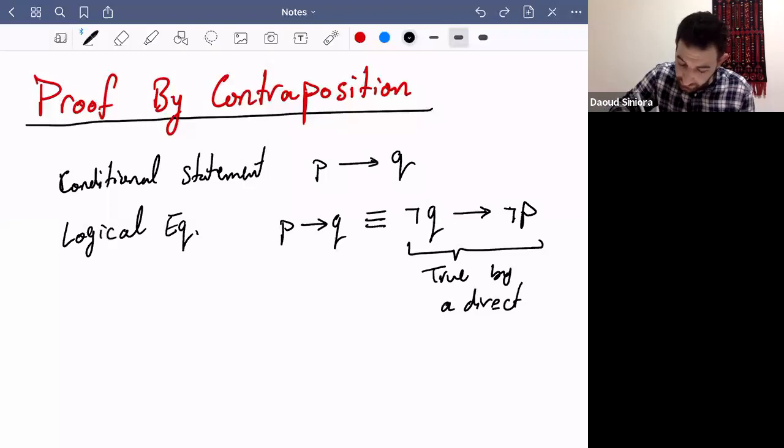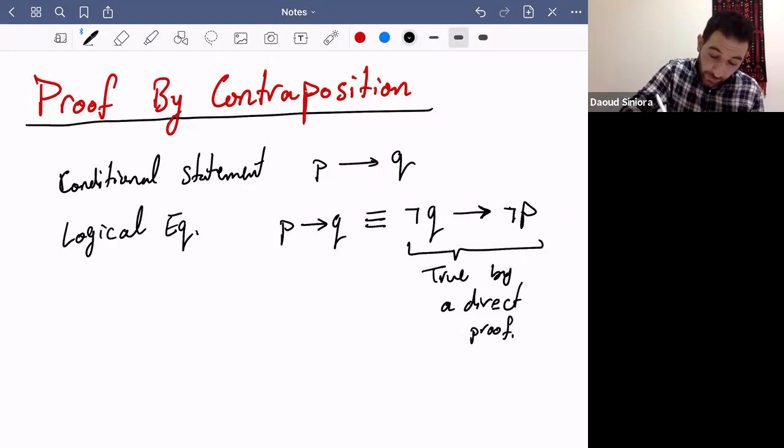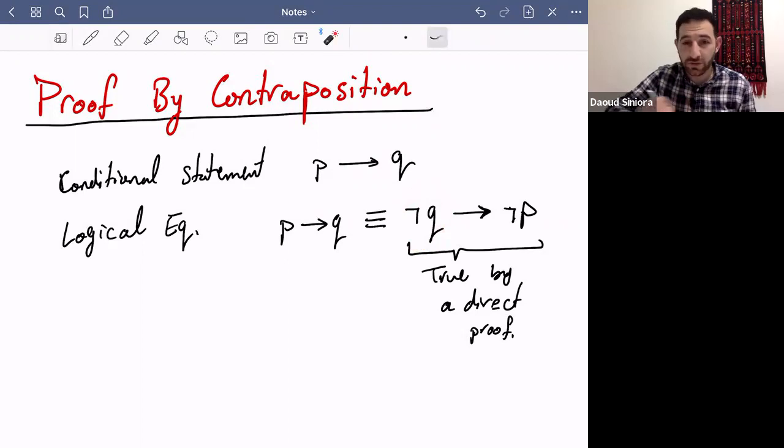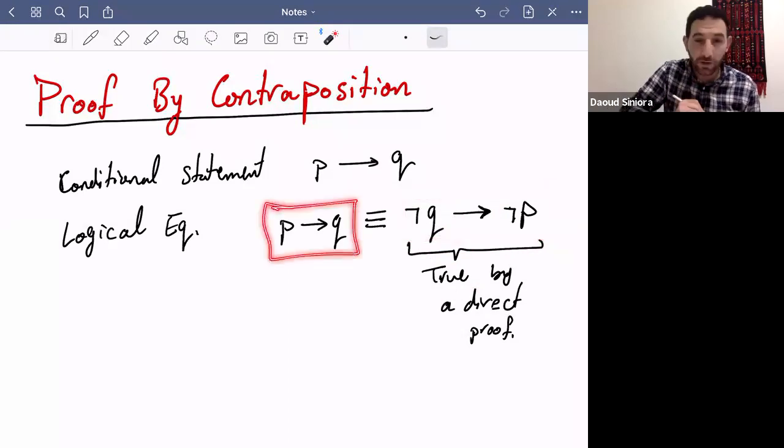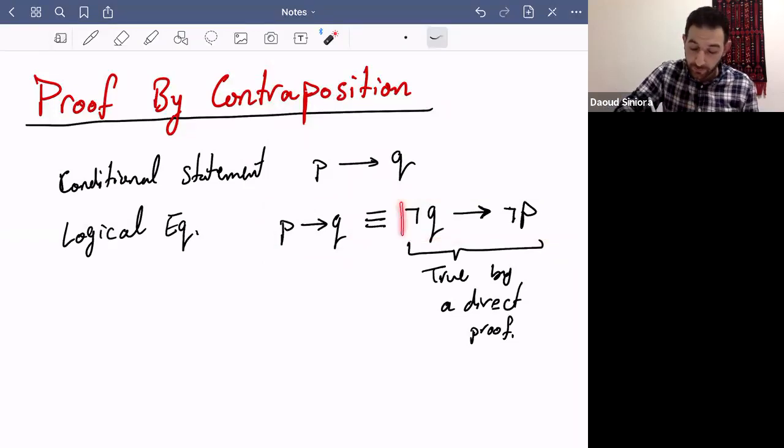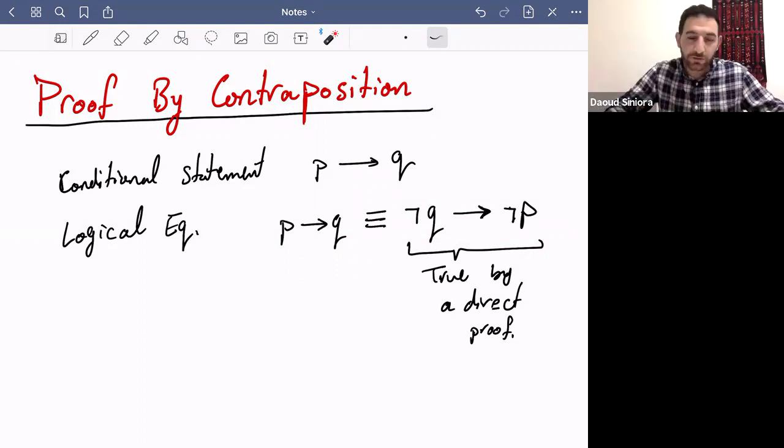This is a conditional statement whose hypothesis is not Q and its conclusion is not P. By a direct proof, we assume not Q to be true, and then we show that not P must be true. If we do this, this means that this conditional statement is always true. Since it is logically equivalent to P implies Q, which means they have the same truth value, and we proved that the contrapositive is always true, this means that P implies Q is always true. This is how we prove P implies Q is true by contraposition.